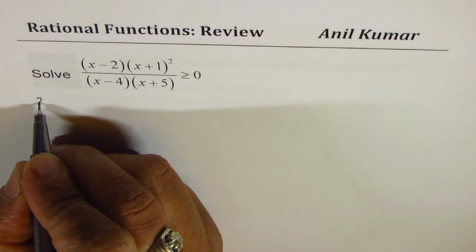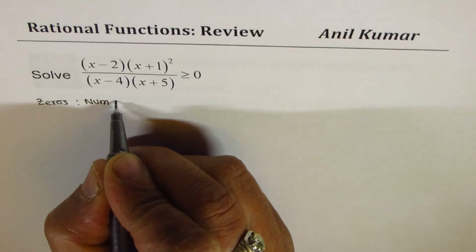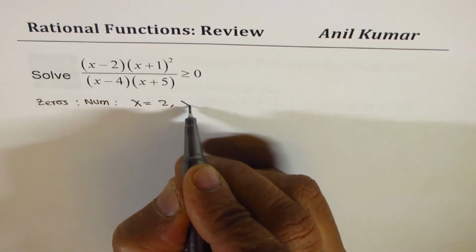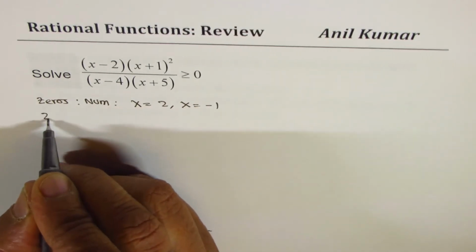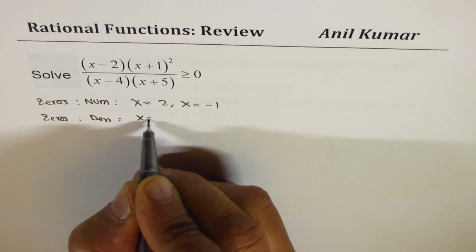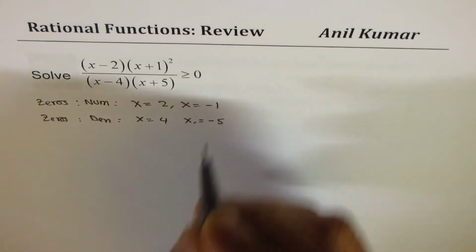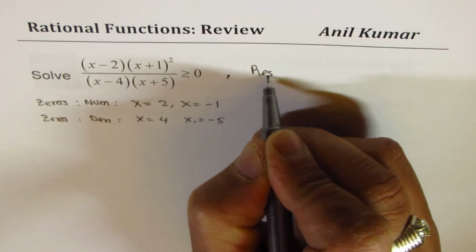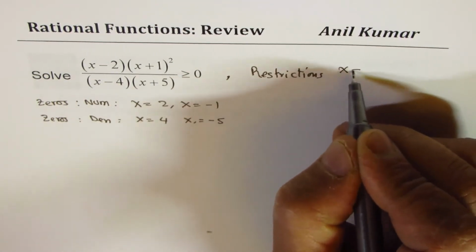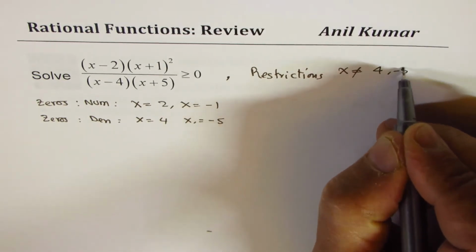So look for zeros in the numerator. Zeros in the numerator are at x equals 2 and at x equals -1. And then let's look for zeros in the denominator. They are at x equals 4 and at x equals -5. Also, write down restrictions. Restrictions here are that x is not equal to zeros of the denominator, which are 4 and -5.